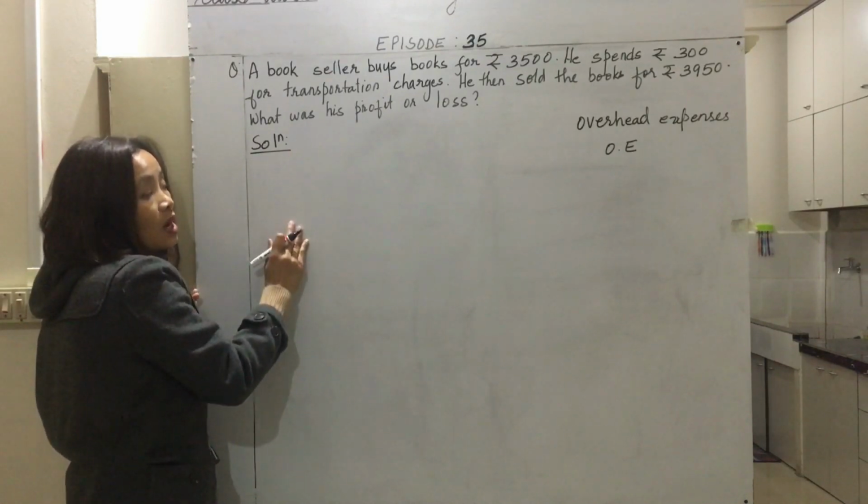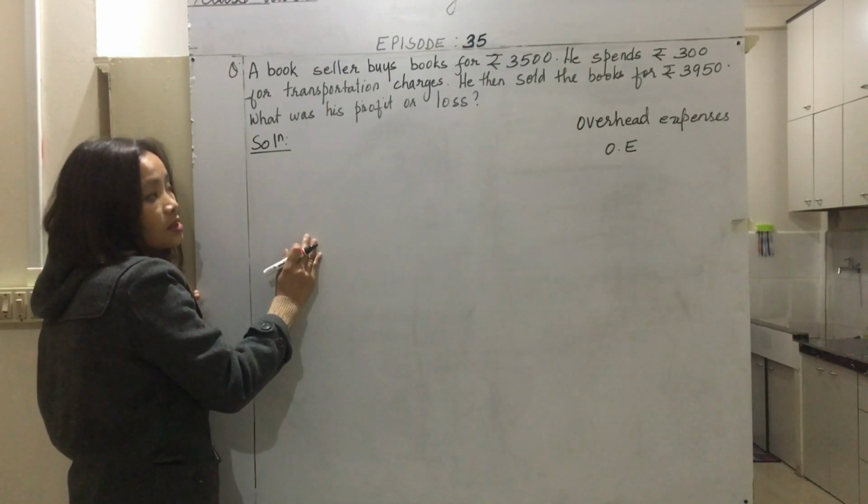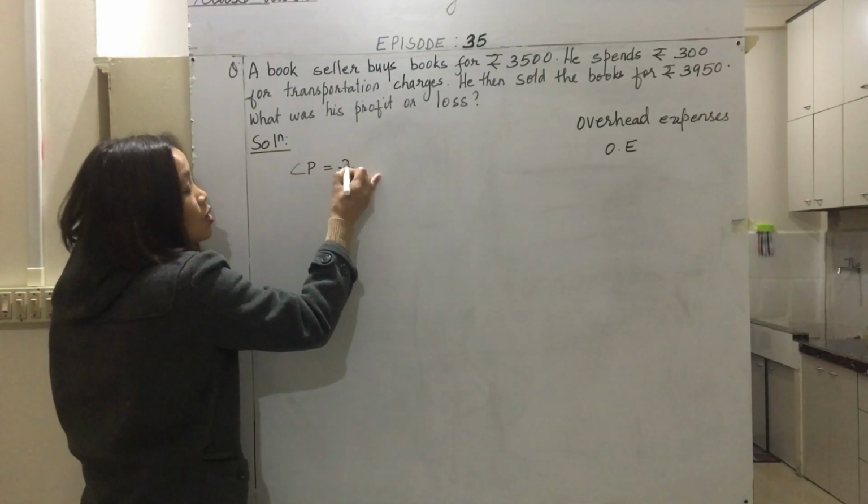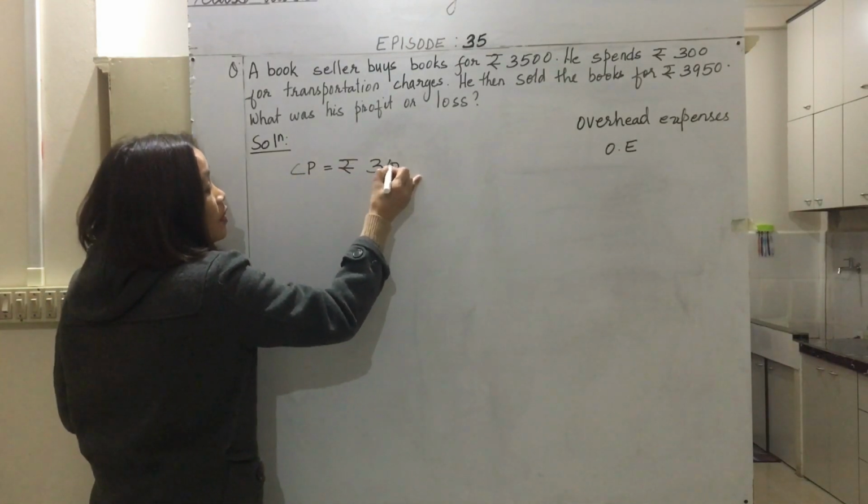So we will write CP is equal to rupees 3,500.